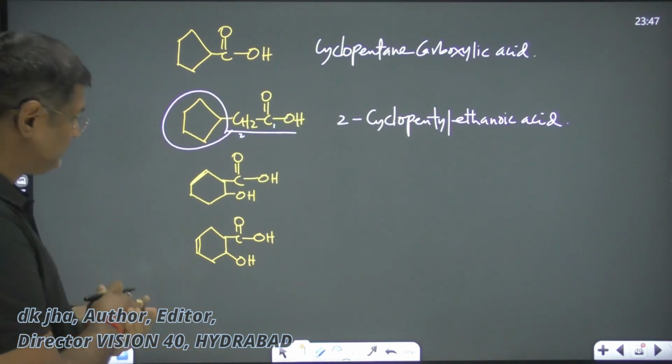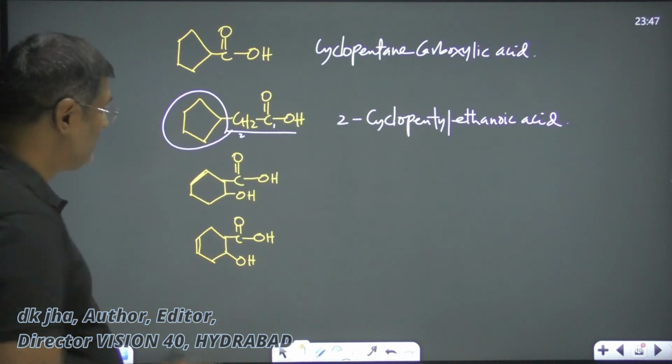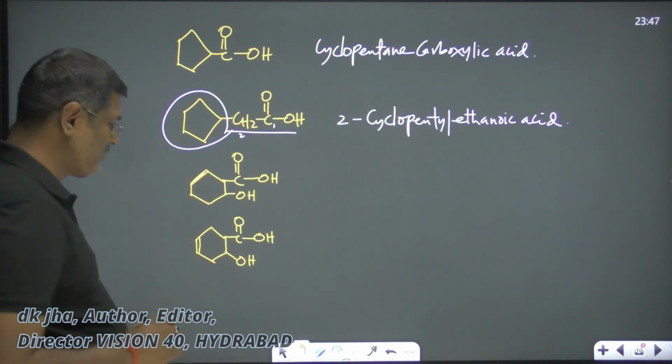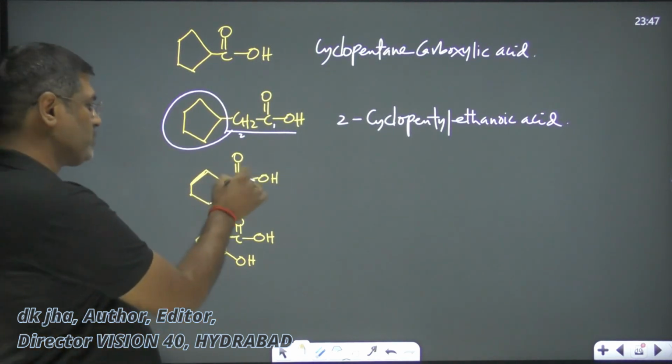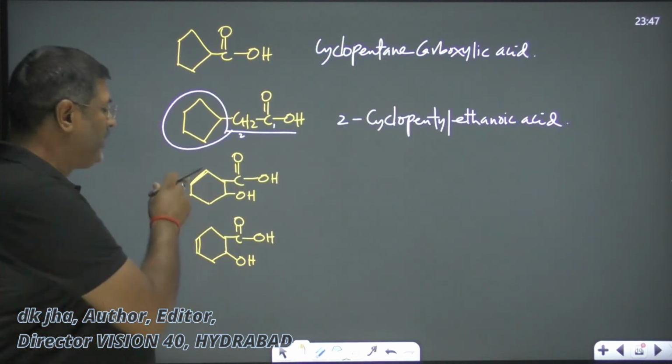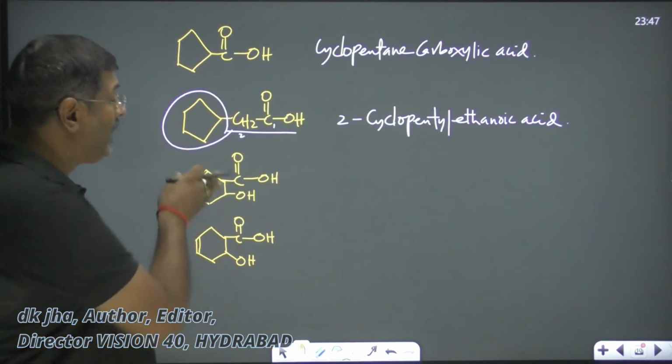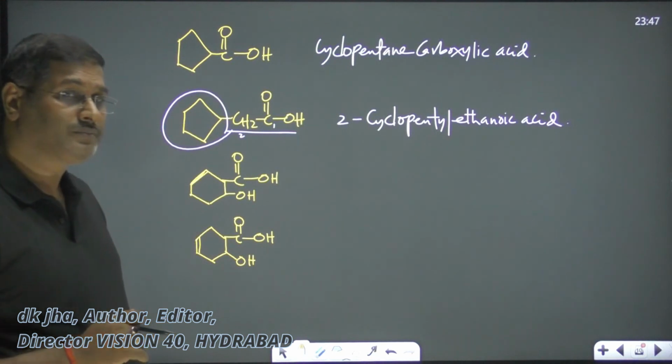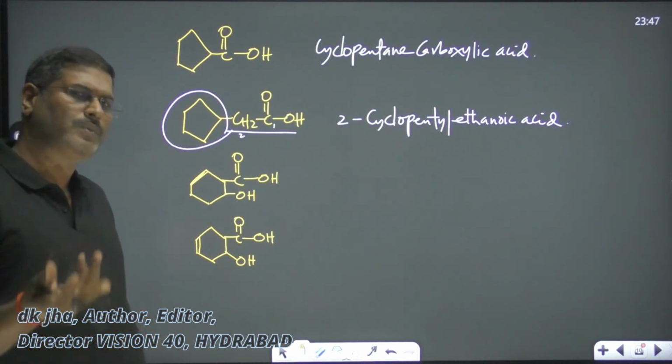In the ring, this is also important. The double bond is there. This one is the double bond, and now the COOH group is there. Double bond is there, and other functional groups are also there. The other functional group, how?